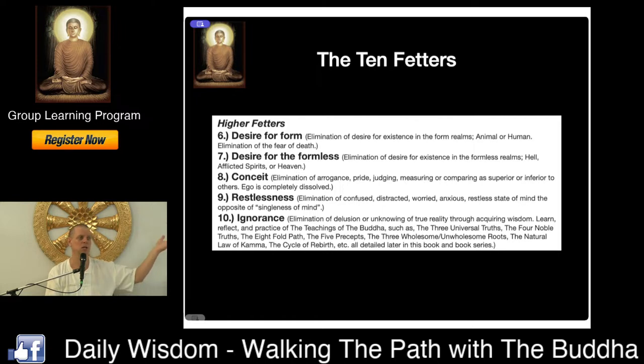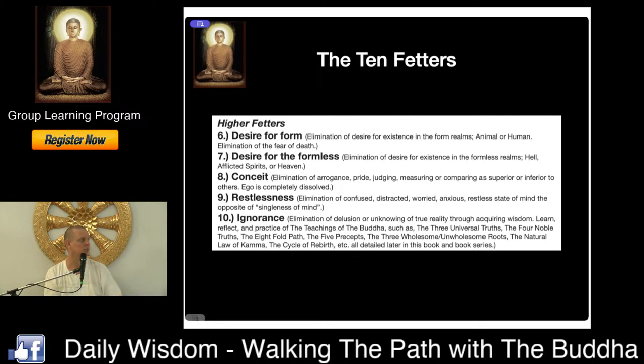By the time you eliminate these fetters, you won't have any fear of death whatsoever by the time you eliminate desire for form and desire for formless. And there's certain tools and techniques that I share with you to help you learn how to eliminate any kind of fear of death or clinging to this physical form, wanting to stay in this world.